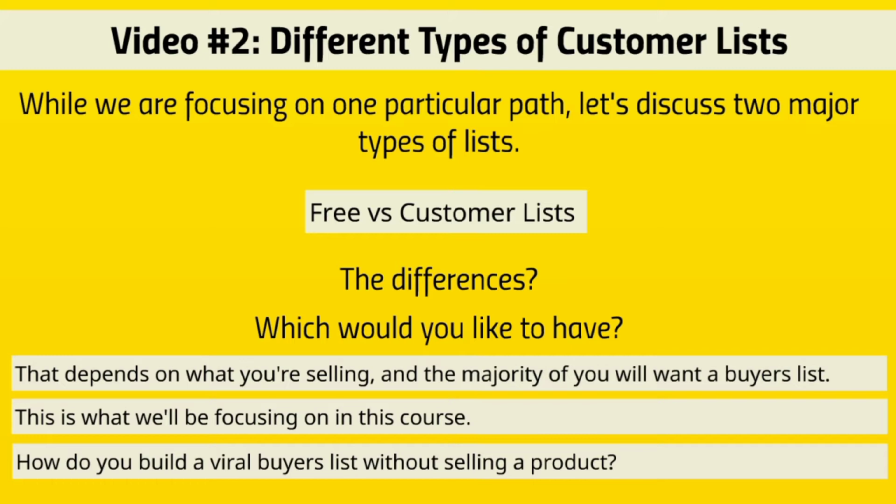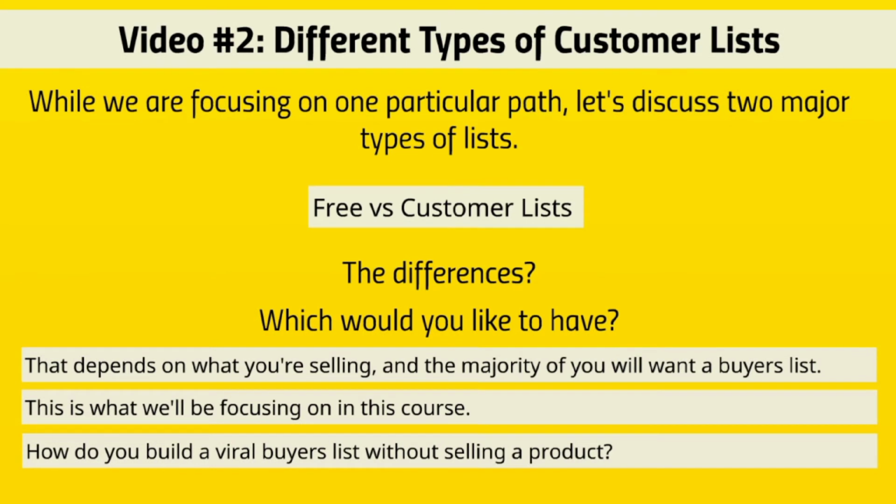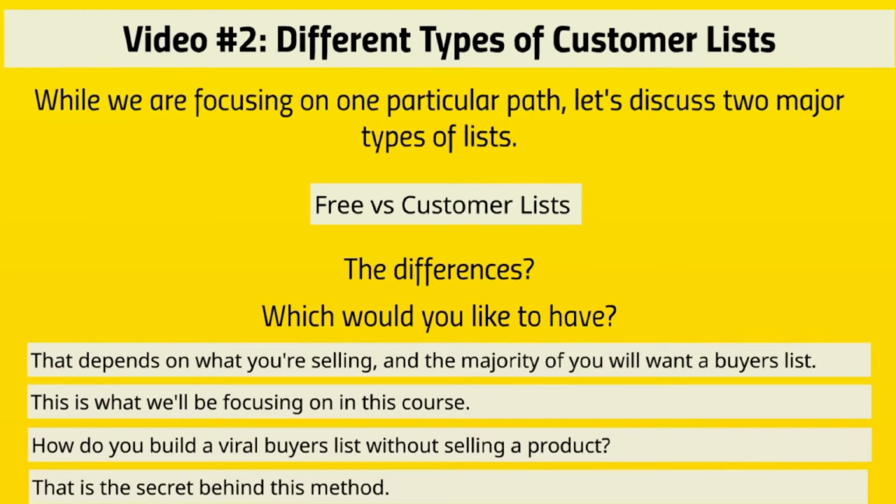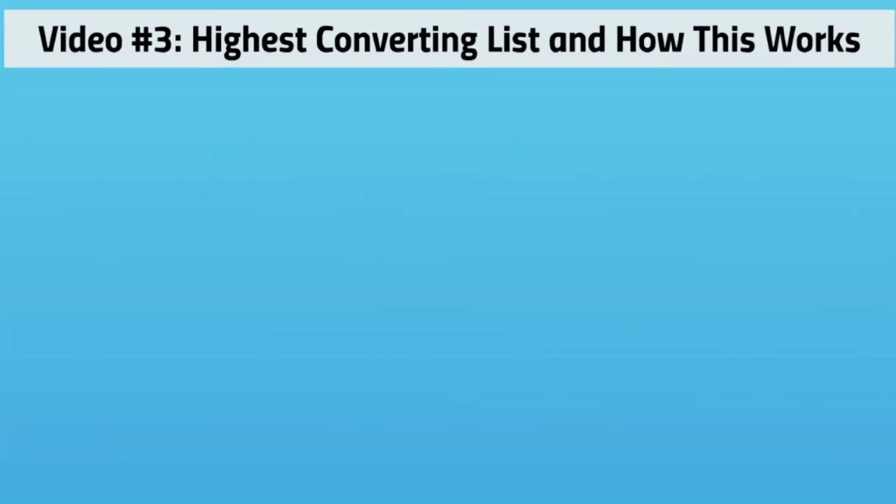Now, the question begs, how do you build a viral buyer's list without selling a product? Because selling a product takes time, and that's not necessarily getting it to build virally and getting other people to build it for you. That is the secret behind this method: you get other people to actually build the list for you. Yes, it does take time, and yes, there is some work involved, but this is the closest thing to getting to that. So with that said, let's move on to video number 3.